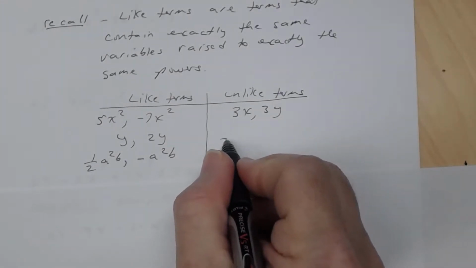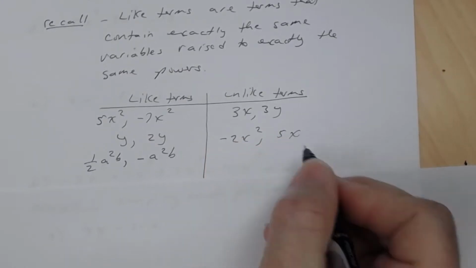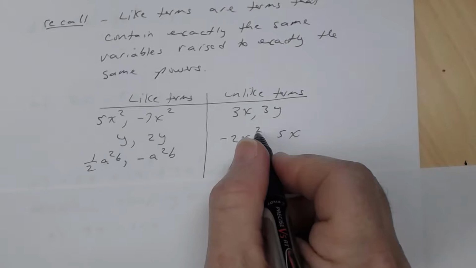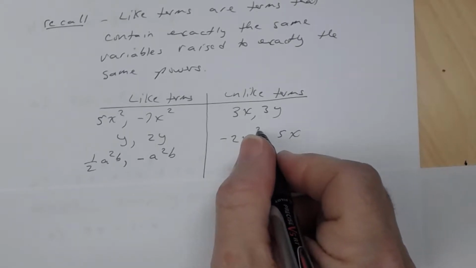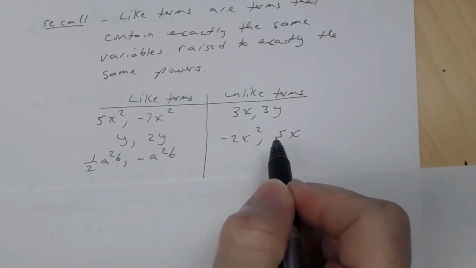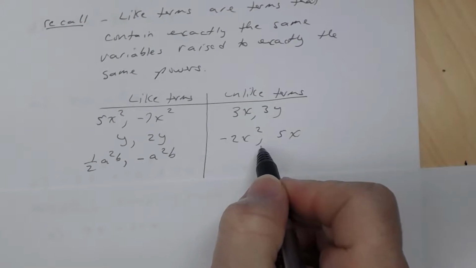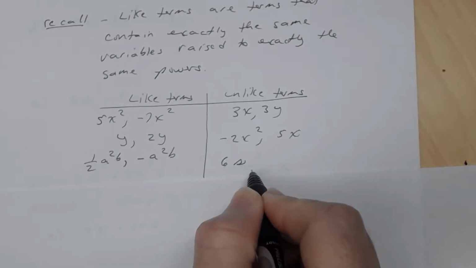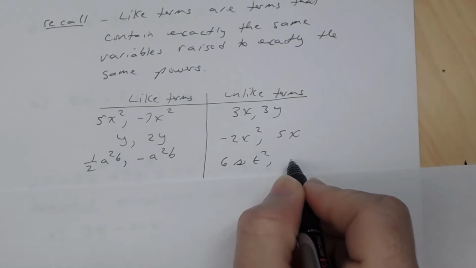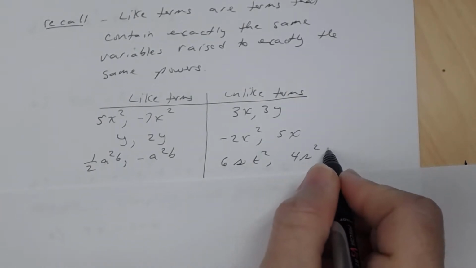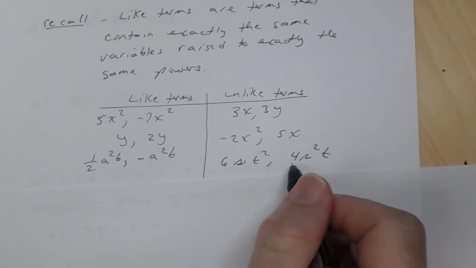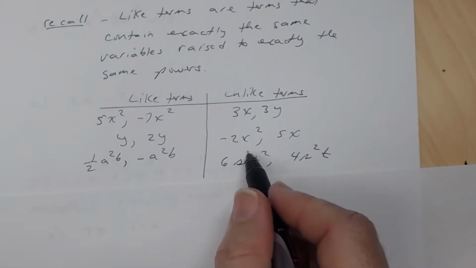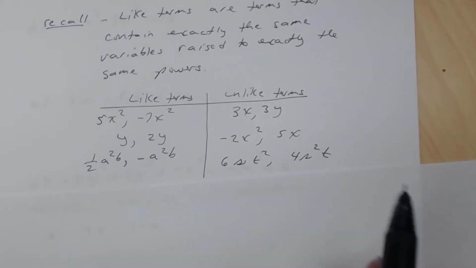All right, then let's look at this one. Negative 2x squared, comma, 5x. They both contain the same variable, but the problem is that the exponents are not the same. This variable x is raised to the second power, but this variable x is being raised to the first power, so they are not like terms. You cannot combine them. And then we have something like this: 6s t squared, comma, 4s squared t. Again, these two terms contain s's and they contain t's, but the issue is the exponent. This s is raised to the first power, this s is raised to the second. So right away you can say they're not like terms.